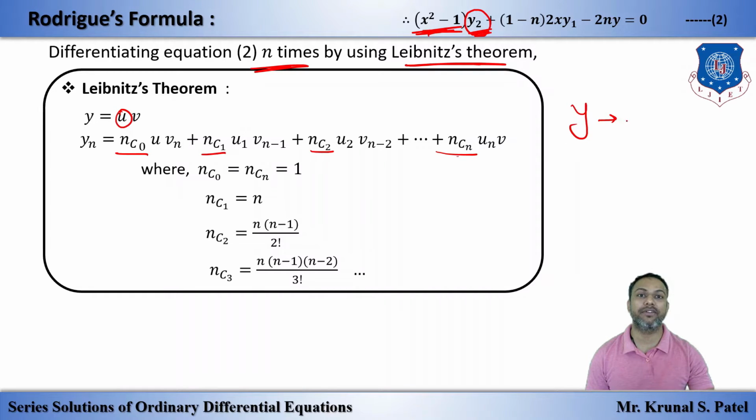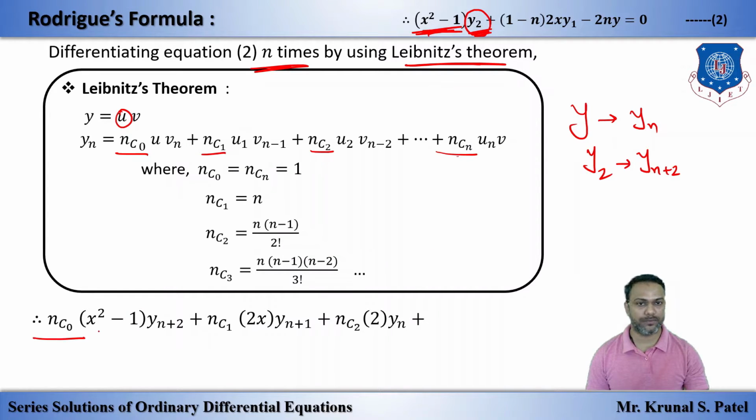The nth derivative of y is yn. So the nth derivative of y2 is yn+2. So nC0 u as it is, nth derivative of y2 is this, same, plus nC1, first derivative of this is 2x, and one minus from this, so we have n minus... n+2 minus 1, that means n+1. Then nC2, one more time derivative of u and one minus from this, so we have yn.